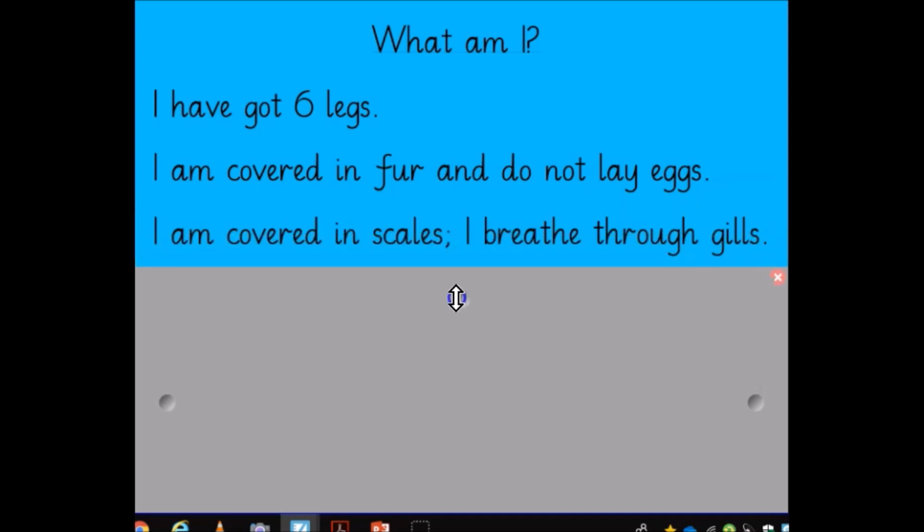Question 3. Easy. I'm covered in scales. I breathe through gills. That's it. The answer is a fish. Fish are covered in scales. They live in the water and they breathe through gills.